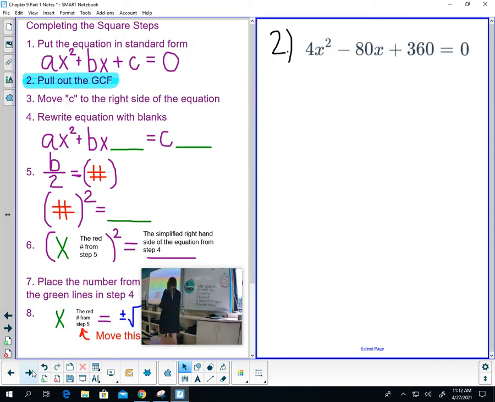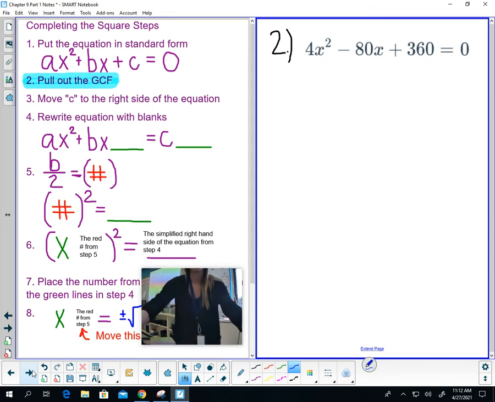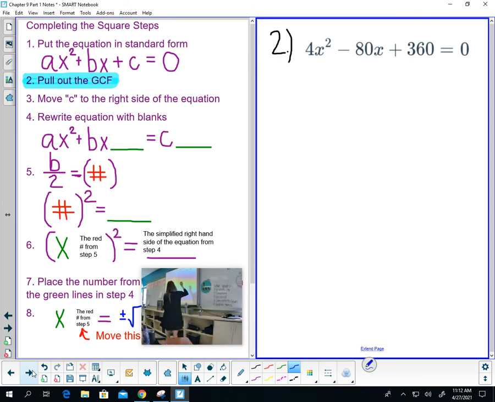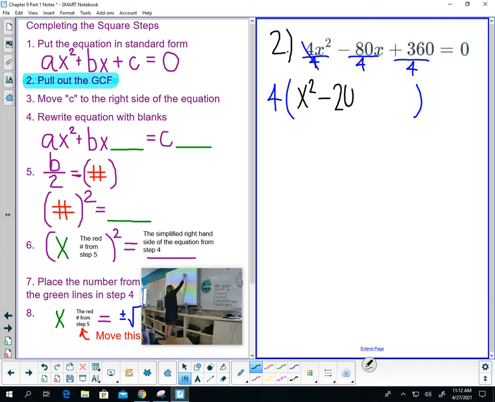Okay, so when I look at this, I ask myself, first off, am I in standard form? I sure am. Okay, then I say, what number can go into all of these terms? Well, I think to myself, 4 is your smallest number. Okay, does 4 go into those? All right, so sure does. 4 I can divide out. And really that's saying I can divide 4 into these terms. All right. Well, 4 divided by 4 cancels, so I'm left with x squared. Negative 80 divided by 4 is negative 20x. 360 divided by 4 is 90, and I've done nothing with the 0.